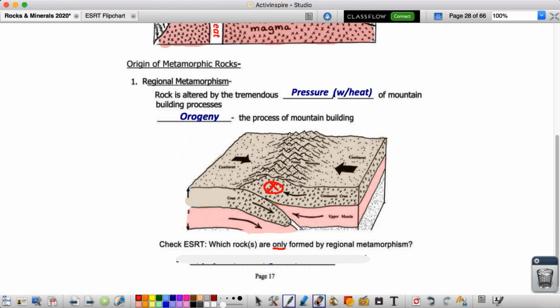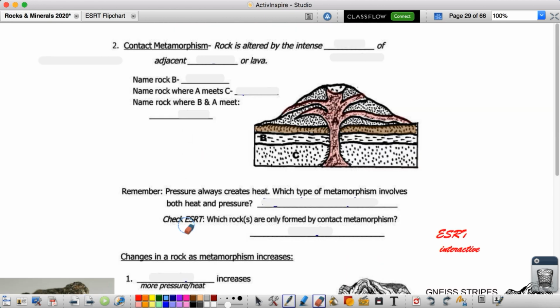Okay, the rocks that are formed only by regional metamorphism are slate, phyllite, schist, gneiss, and anthracite coal. Those are the 5 answers you should have put. Only regional metamorphism. Now, let's go a little further now. Let's take a look at the other way metamorphic rocks form, which is called contact metamorphism.